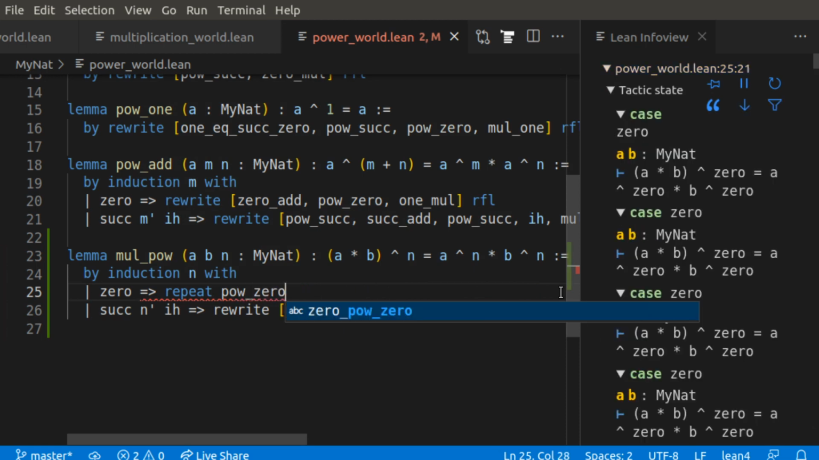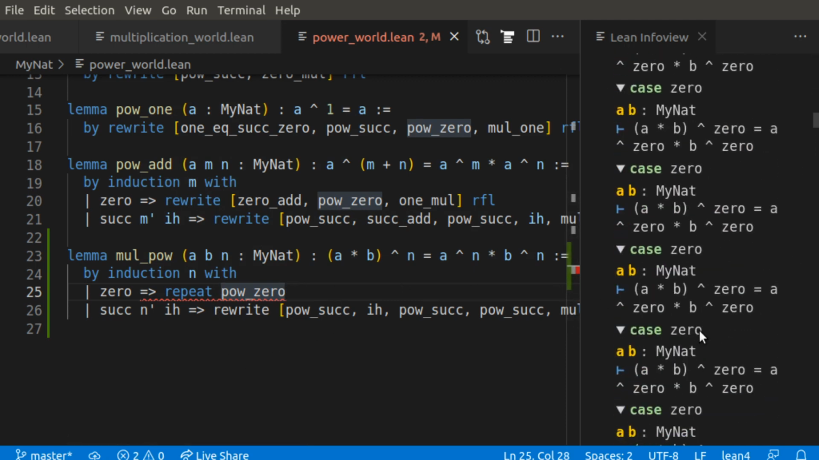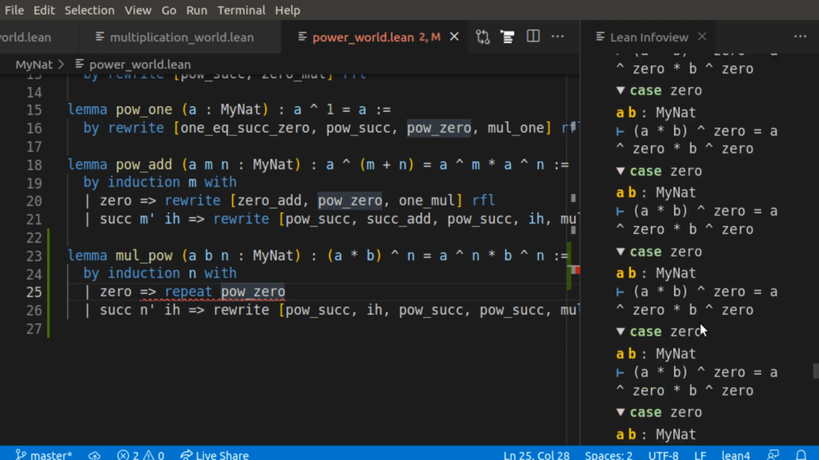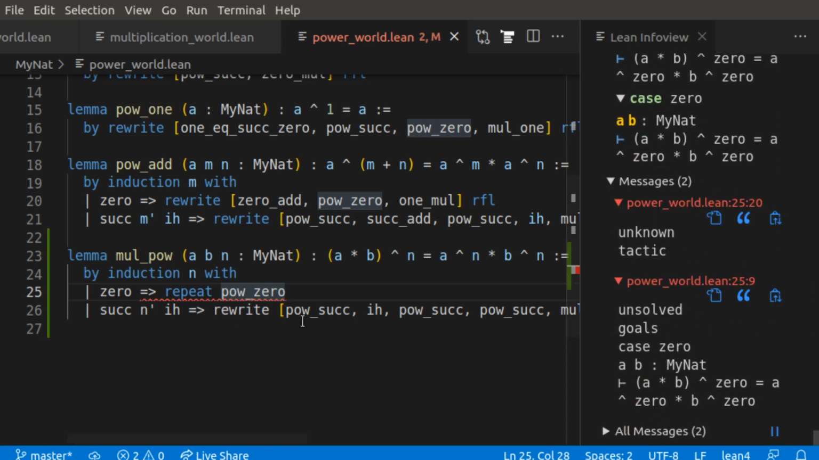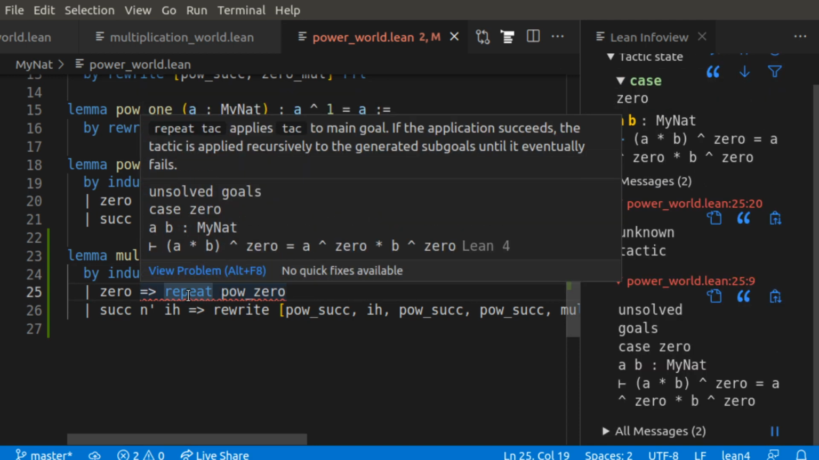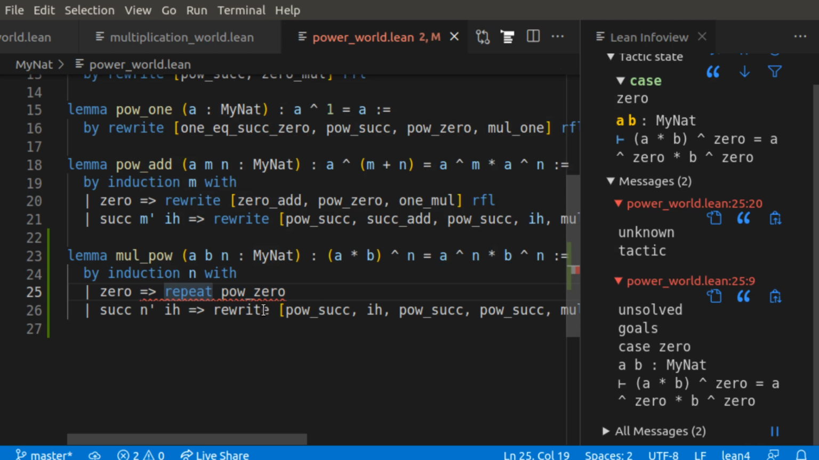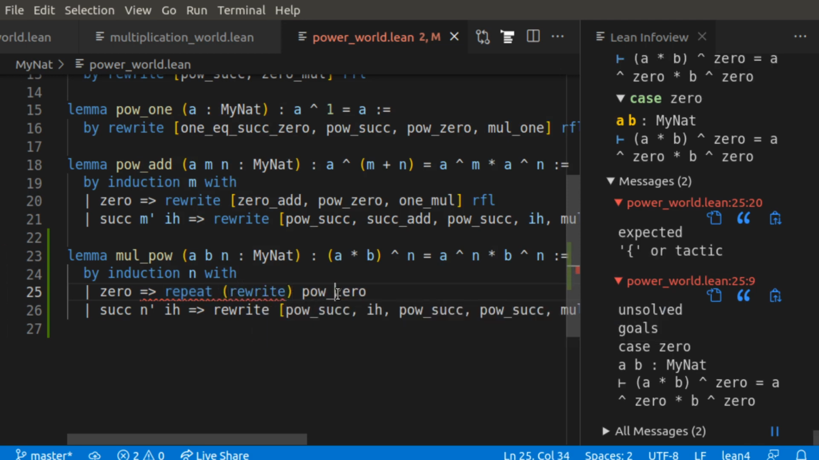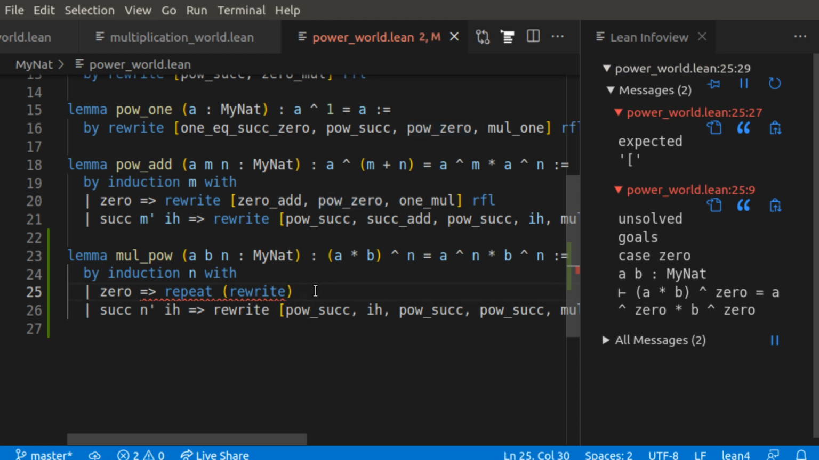Pow zero. Oh, what the heck? That's not right. Repeat, need rewrite pow_zero, maybe like this.